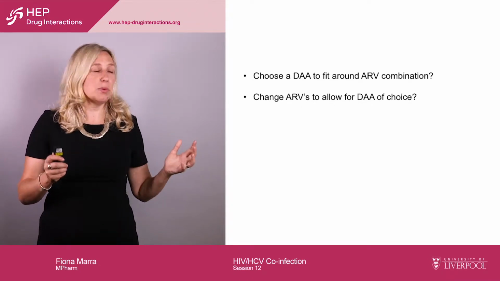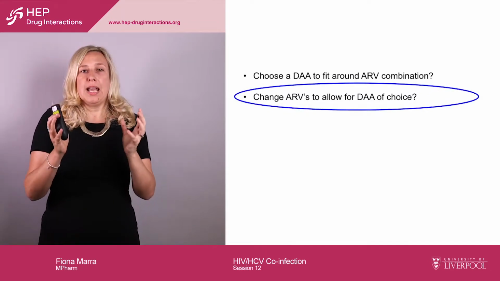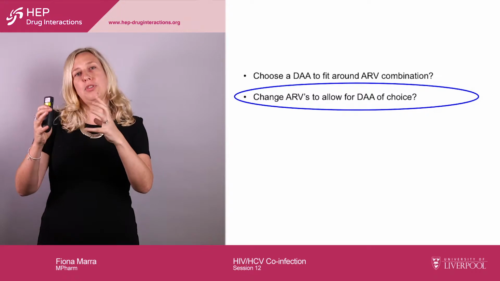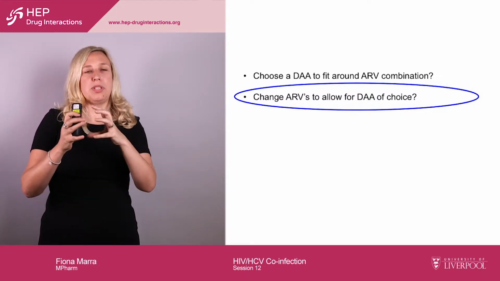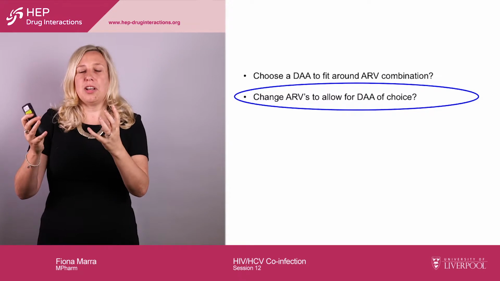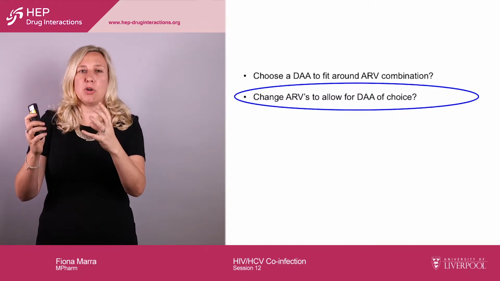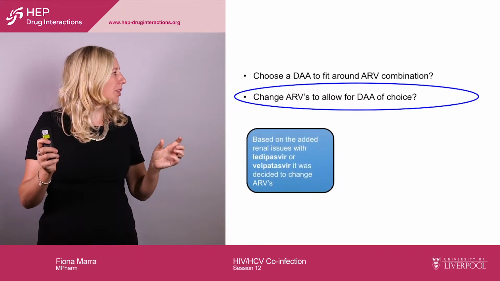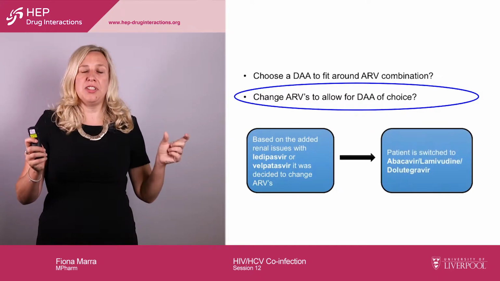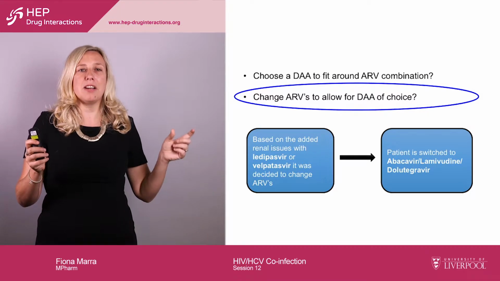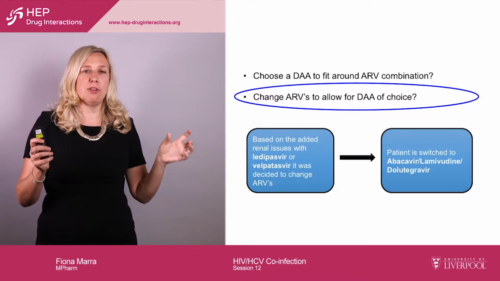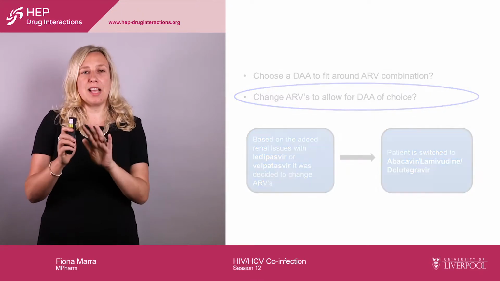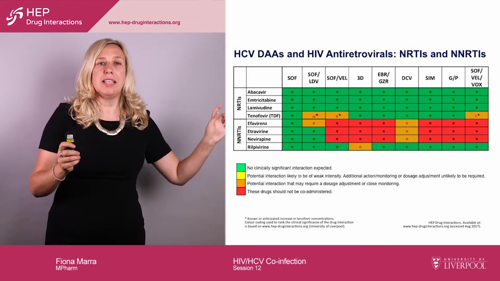So that's what we did with this patient. So instead of choosing a DAA that might be compromised, or we'd have to do additional monitoring or put extra tests for the patient or extra monitoring, we decided ultimately to change the ARV combination. So what did we do? We changed the antiretrovirals to abacavir, lamivudine and dolutegravir. So we went for the Triumeq combination here to get around the drug interactions with most of the DAAs.